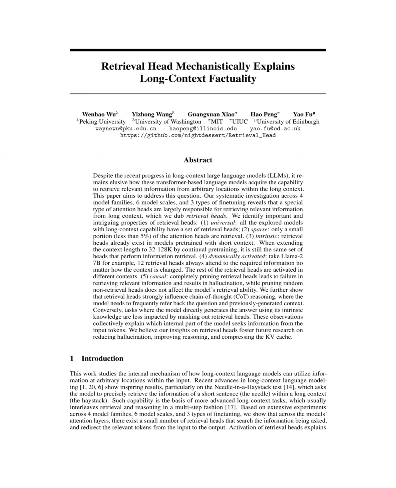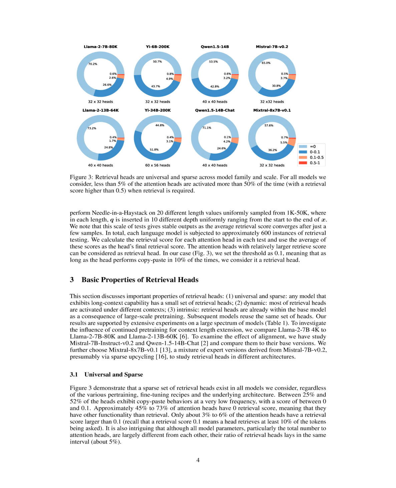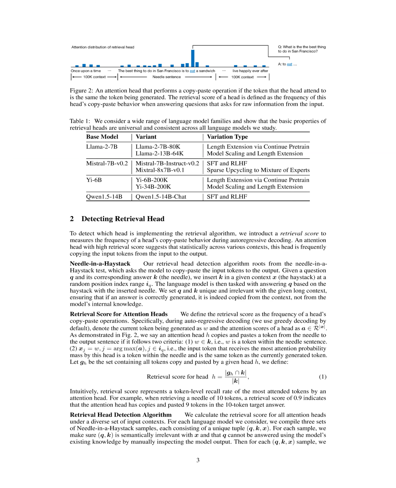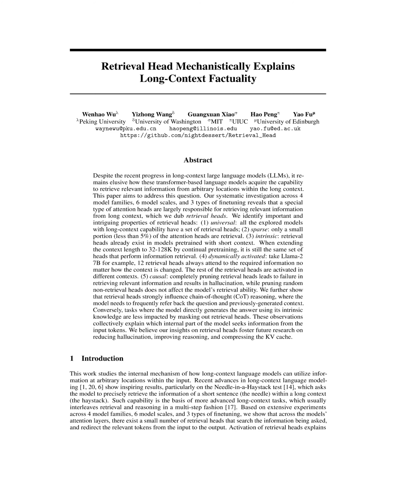The retrieval score represents a token level recall rate of the most attended tokens by an attention head. For example, a retrieval score of 0.9 indicates that the attention head has copied and pasted 9 out of 10 tokens in the target answer. The retrieval score is used to identify which attention heads are responsible for retrieving information accurately within the model.